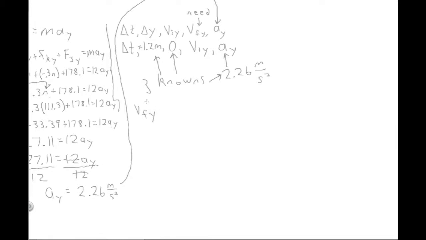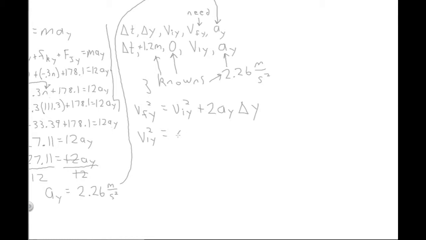That'll be v final y squared equals v initial y squared plus 2 a sub y delta y. Now we plug in. Remember to try to write down the exact right symbols, including the exact right subscripts. So our v final y we don't know, but the specific symbol we're using for that is v sub 1y. Don't forget to square it.